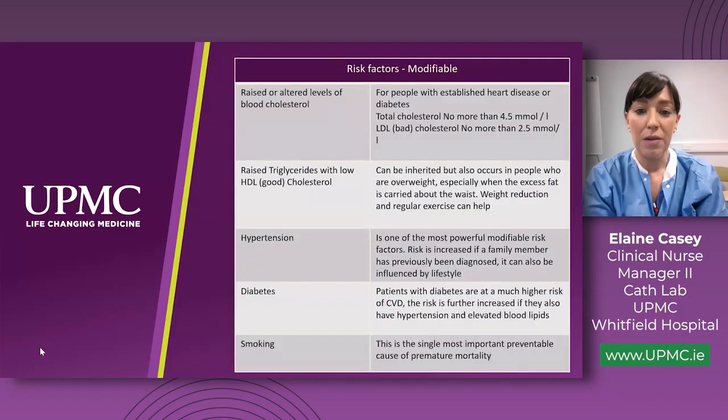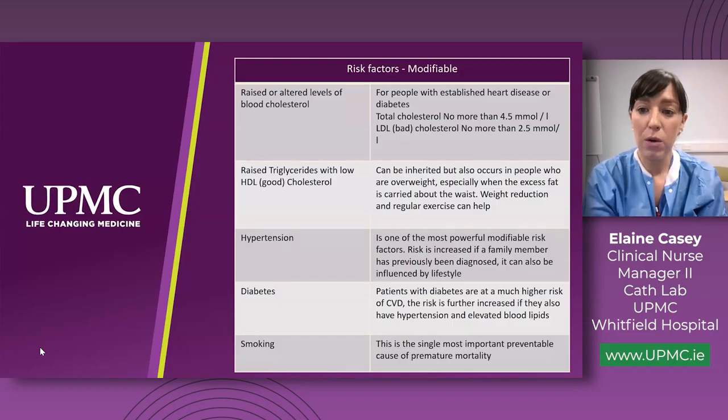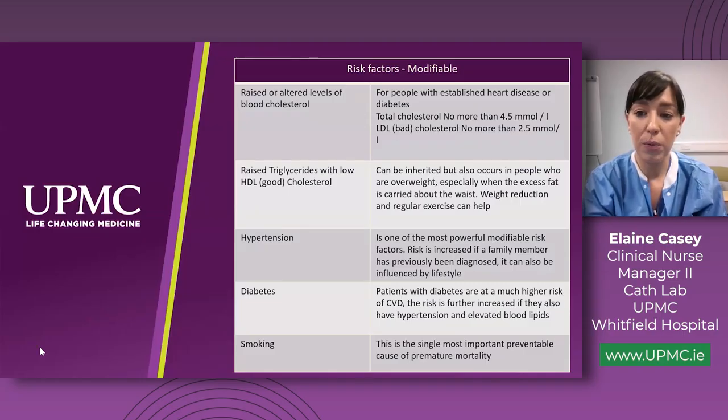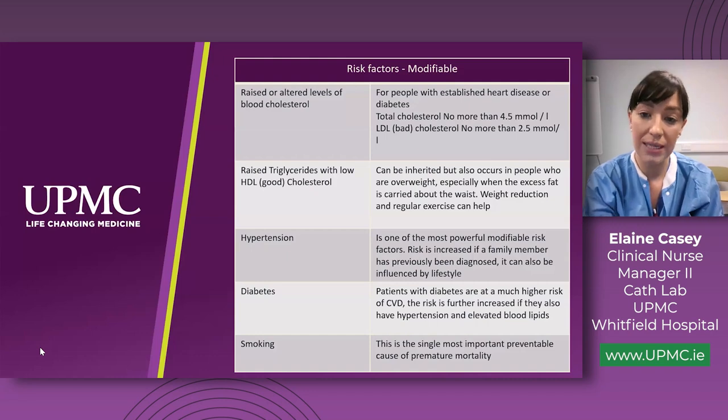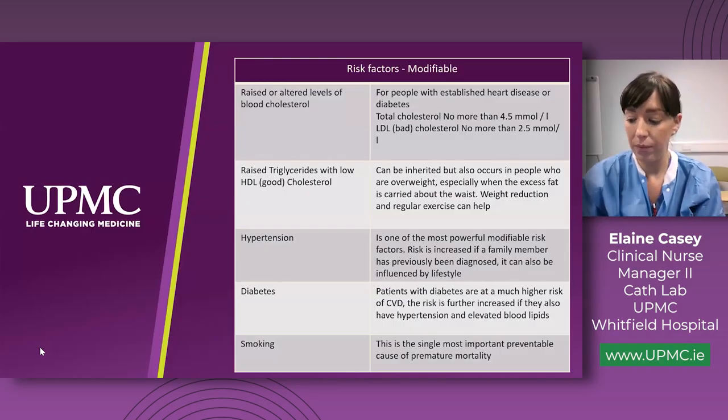So raised or altered level of blood cholesterol. So for people with established heart disease or diabetes, we aim for a total cholesterol of no more than 4.5 millimoles and an LDL of no more than 2.5. LDL is also known as bad cholesterol. So raised triglycerides with low HDL, which is known as good cholesterol, can be inherited, but also occurs in people who are overweight, especially when the excess fat is carried about the waist. Weight reduction and regular exercise can help.